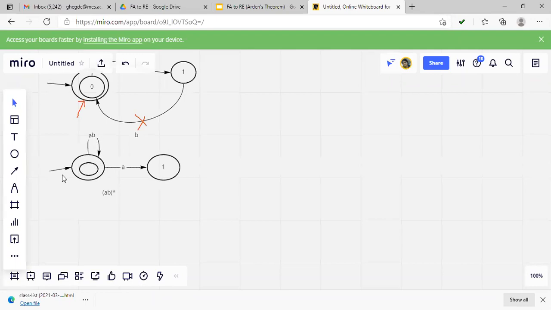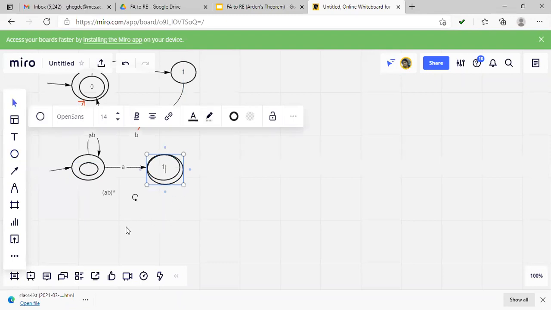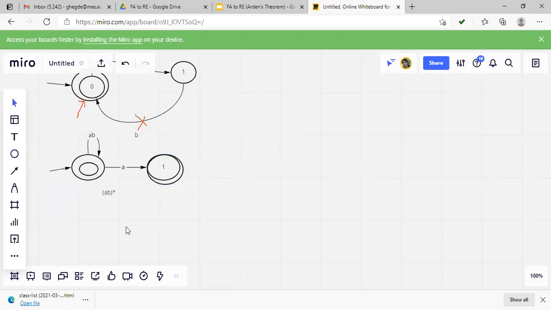So if you see, start from the start state and reach the final state, you have only AB in the loop. So it is AB star. Okay, if you reach this, then it is wrong because it is not final state. Okay, now I'll change a bit. If I say even this is my final state, now what is our RE? What will be our RE now?